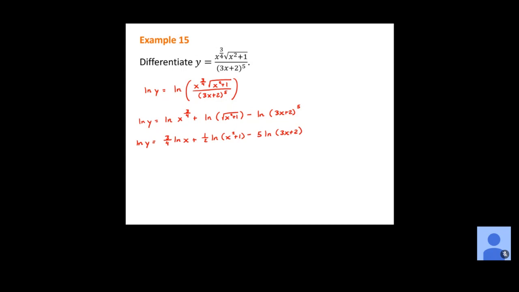Any questions up to that point about using our properties of logarithms to separate all these into multiple logs now? Okay. Now, at that point, we can take our derivative. So on the left-hand side, if you're taking the derivative of natural log of y, what is that going to look like?